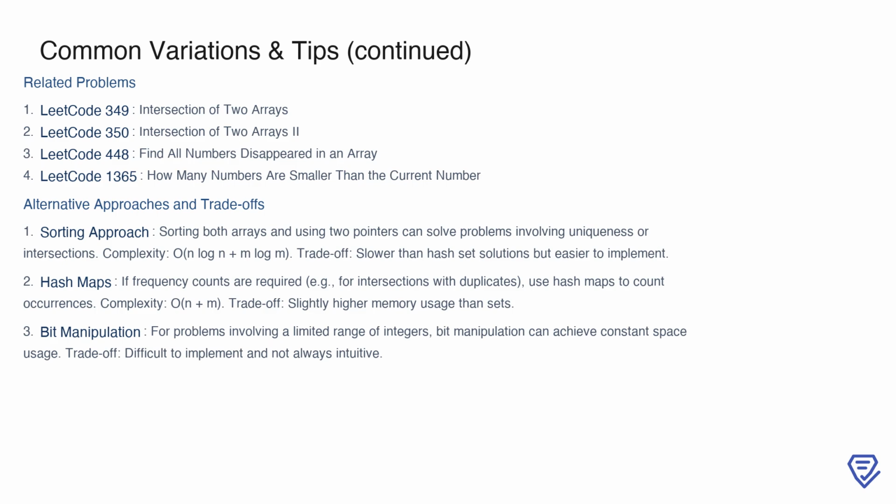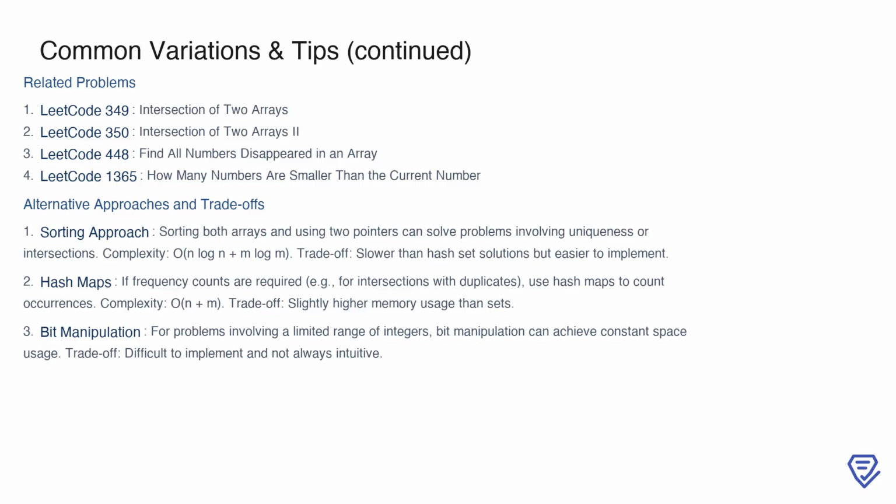Additionally, there are alternative approaches you can consider depending on the requirements. A sorting approach, where you sort both arrays and use two pointers, is effective for problems involving uniqueness or intersections. While this method has a time complexity of O(n log n + m log m), it's often simpler to implement than hash-based solutions. If you need to account for frequencies, such as when handling duplicates and intersections, hash maps are a great choice. They allow you to count occurrences efficiently with a complexity of O(n + m), though they may use slightly more memory than sets.